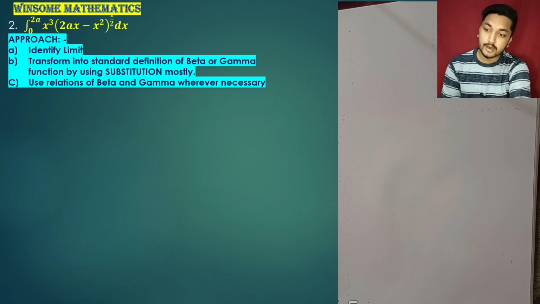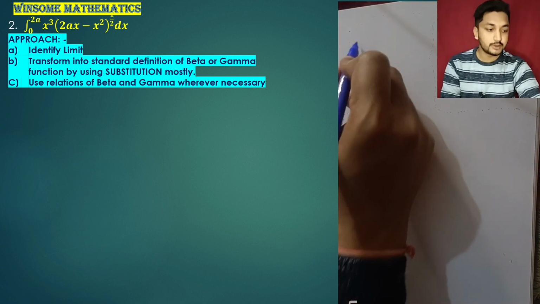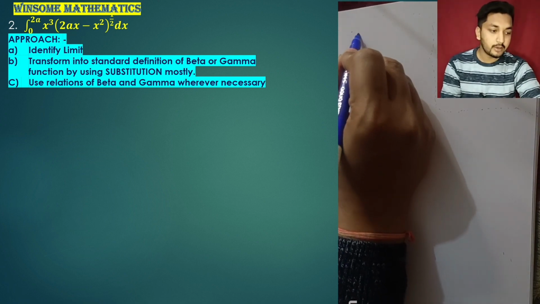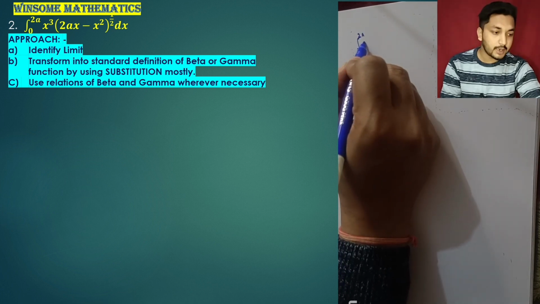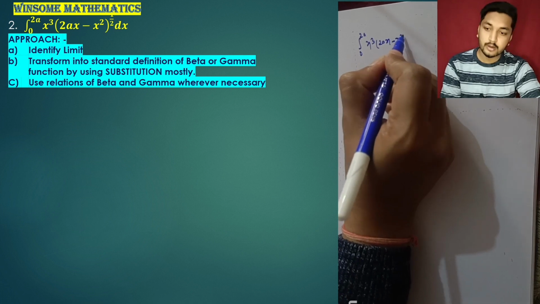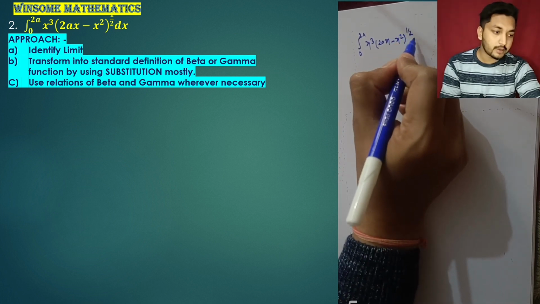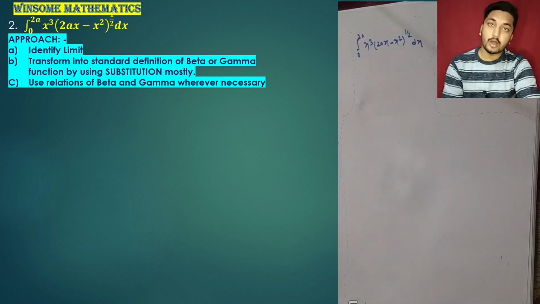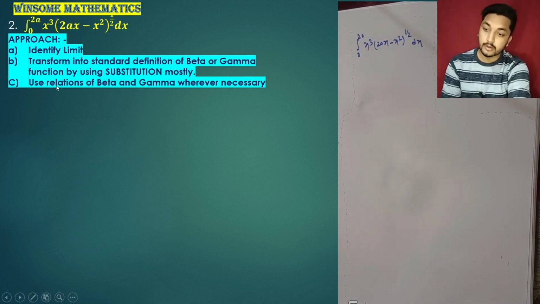So just see what our question is. The integral from 0 to 2a of x cubed times (2ax minus x squared) to the power 1 by 2 dx. This is the second question. Clear? So now just think about how to solve it; the approaches are on your screen.